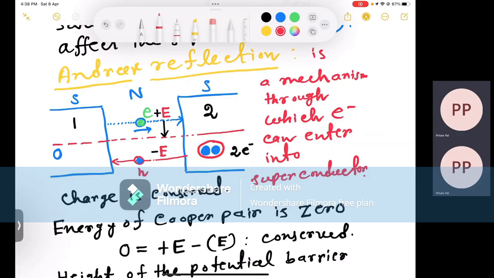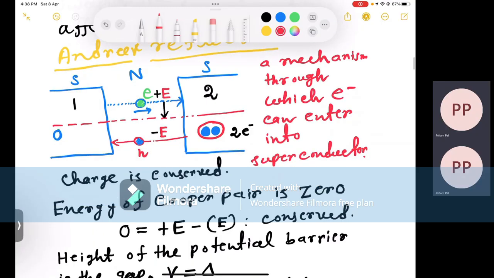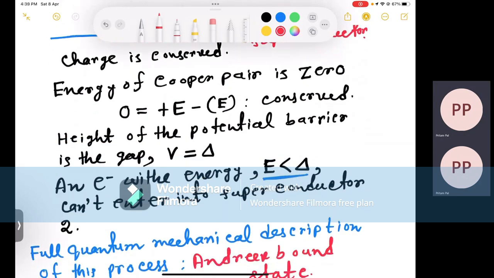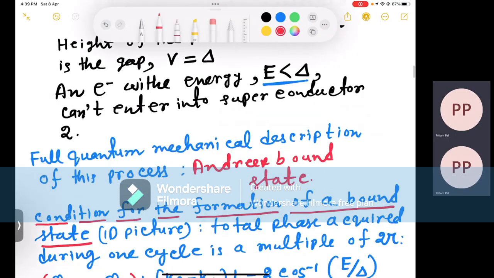Cooper pair is zero. You can see, if one electron is entering here, then to conserve the charge, another hole has been generated and reflected back into the system, and a Cooper pair of charge 2e has entered the superconductor. The height of the potential barrier in this gap is delta. If the electron has an energy less than the barrier height, then the electron cannot make the entry into the superconductor.